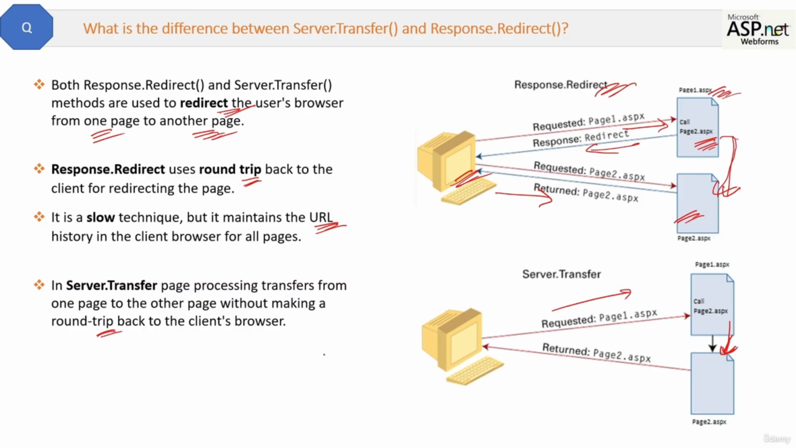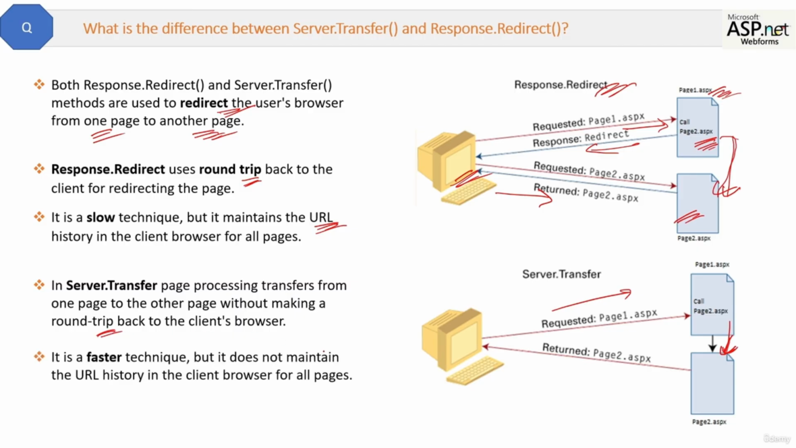Okay, it is a faster technique, but it does not maintain the URL history in the client browser for all pages. If you are an end user, then in the browser you will find the page 1 only, not any history of page 2, because in this internal server transfer, page name is never updated or changed. It will always remain page 1 only. This is one disadvantage of server.transfer.